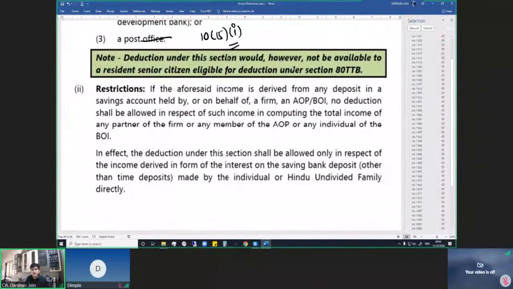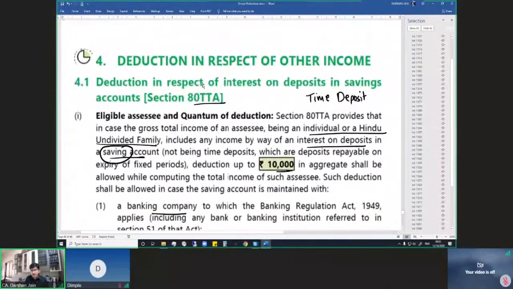Deduction under this section would however not be available to a resident senior citizen. Why is a resident senior citizen kept out of it? Because they are eligible for deduction under section 80TTB. A separate deduction was introduced from AY 2019-20 in case of senior citizens under section 80TTB, and there, a wide range of interest is covered. It is not just the savings bank account, but it also covers time deposits. We'll come to 80TTB.